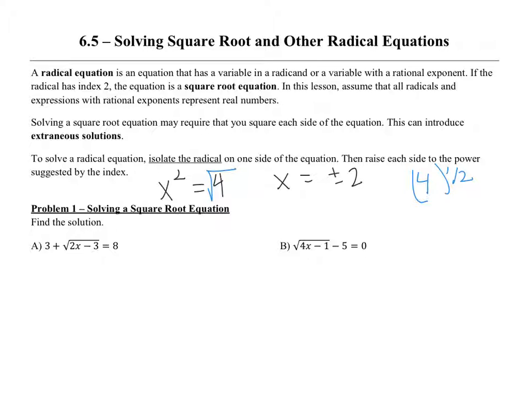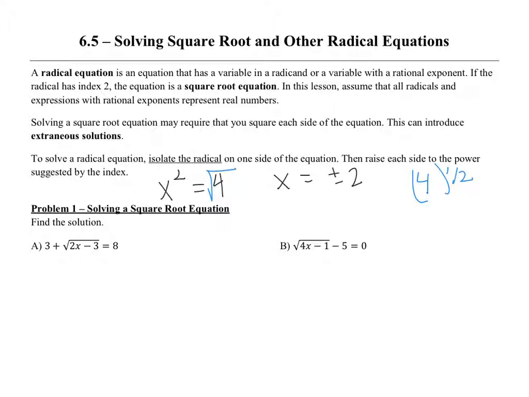There's two numbers here. So when we're solving, if we have an even root or else an even denominator, we have to represent two answers. And we'll get into that in a little bit.